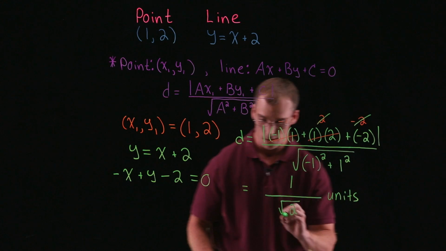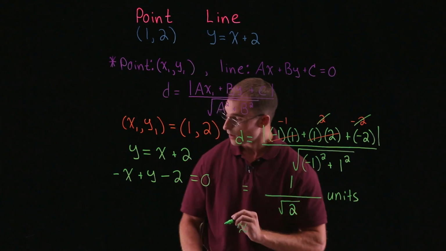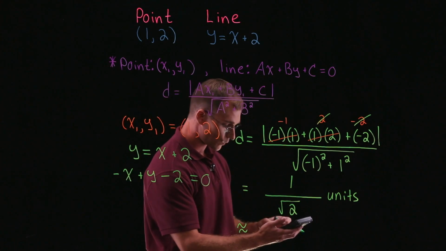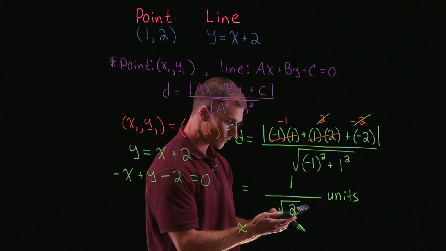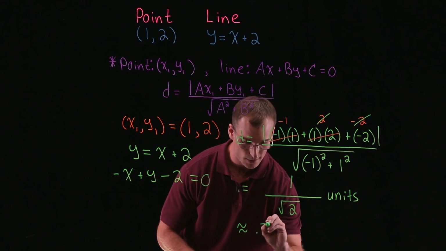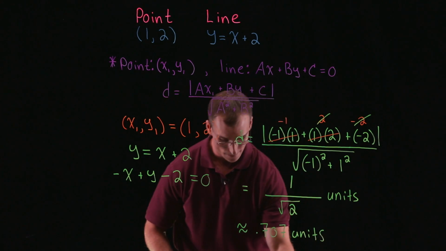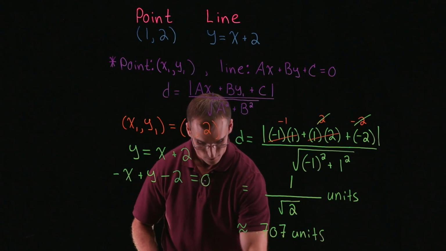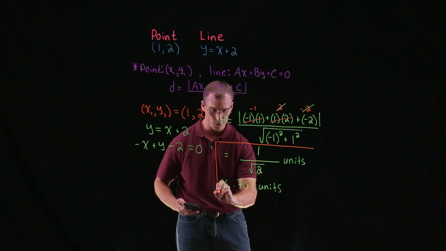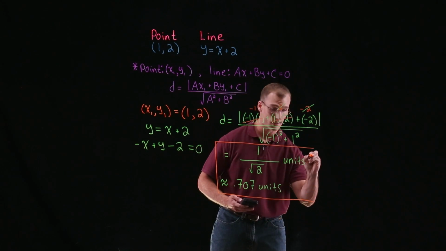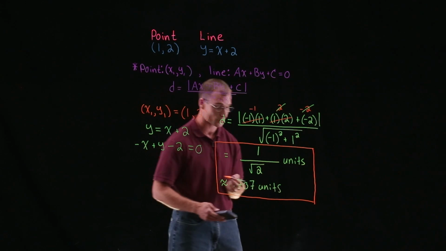And we'll go ahead and find the decimal approximation. 1 over square root of 2 gives us something like approximately 0.707, and again, in terms of units. So then the distance in the end between our point with coordinates 1, 2 and our line y equals x plus 2 is 1 over square root of 2 units, or approximately 0.707 units.